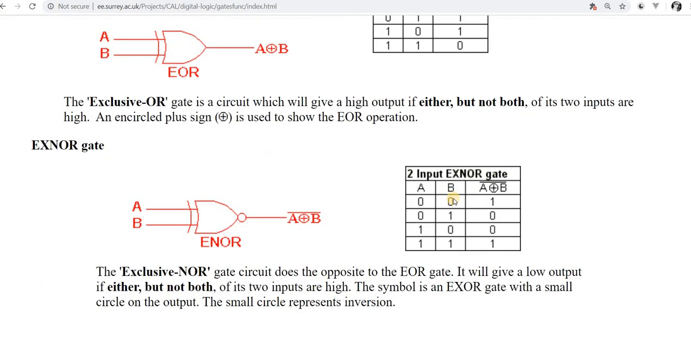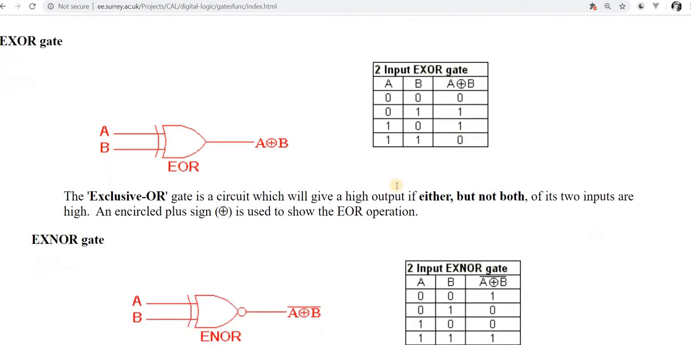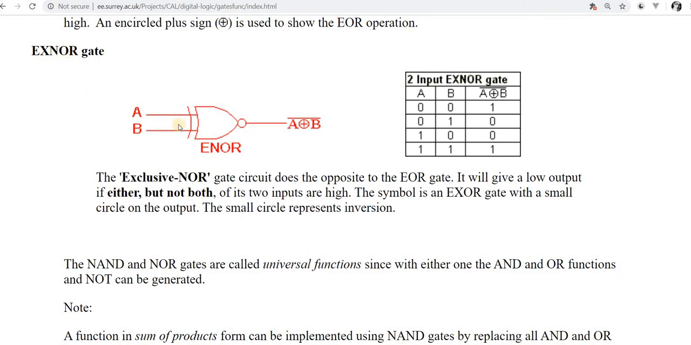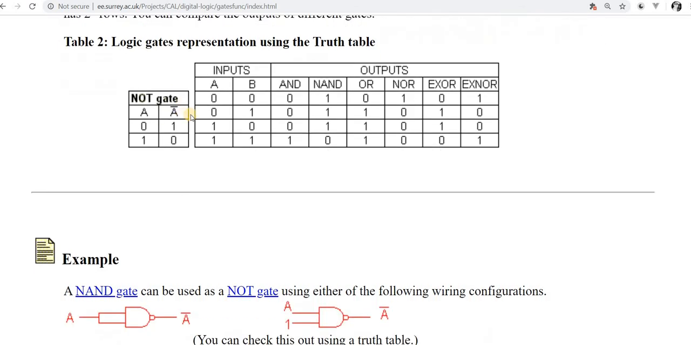And XOR gate. XOR gate is exclusive OR. Exclusive OR means whenever the input is the same, the output will be 0. That is all. Here both of the inputs are 0 0, that is why the output is 0. Here also 1 1, that is why the output is 0. Okay, that is exclusive OR gate. XNOR is not needed, not in your syllabus. So remember all these diagrams.